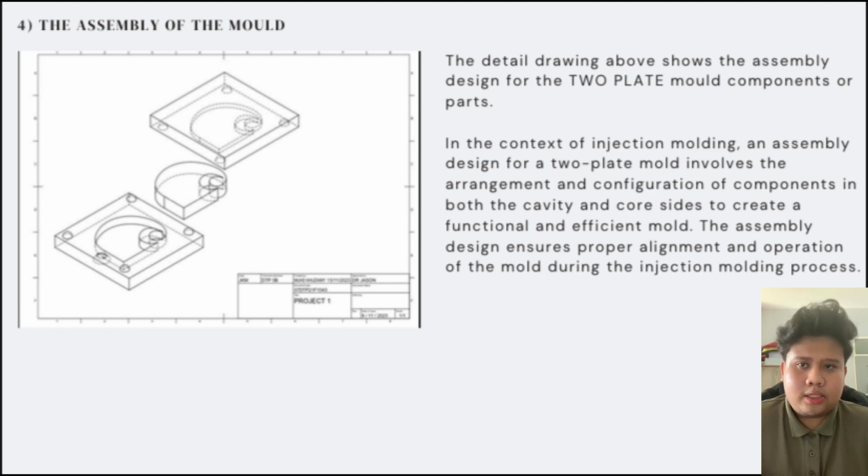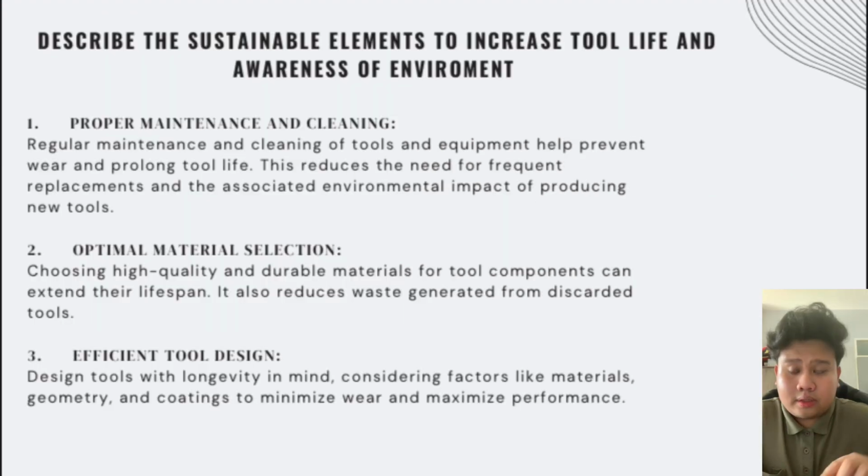In the context of injection molding, an assembly design of a two-plate mold involves the arrangement and configuration of components on both the cavity and core side to create a functional and efficient mold. The assembly design ensures proper alignment and operation of the mold during the injection molding process. Describe the sustainable elements to increase tool life and awareness of the mold.